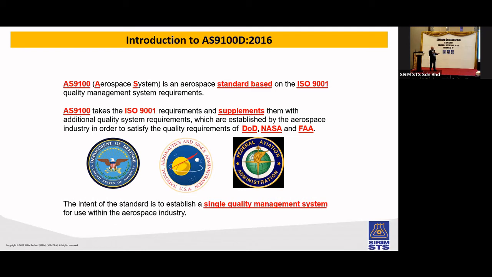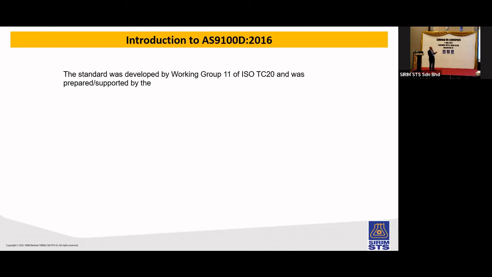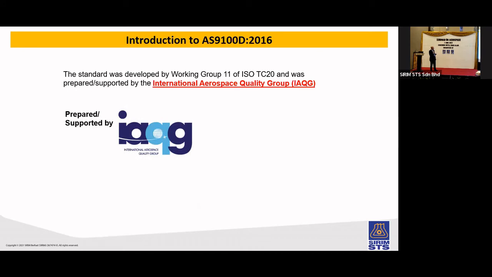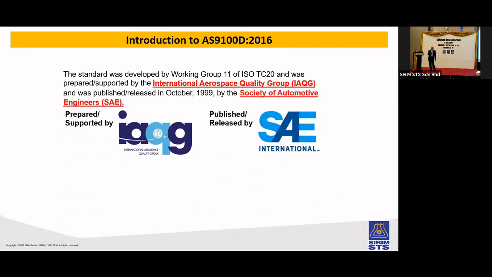And the intent was to establish a single quality management system, because they wanted to come up with a single standard worldwide. So they come up and refer to the quality management system as this. It was supported by the working group, Group number 11 of ISO TC number 20, and was prepared by the International Aerospace Quality Group, IAQG, released in 1999 and published by the SAE. SAE is the Society of Automotive Engineers. SAE is in charge of the automotive requirement as well as the aerospace requirement.